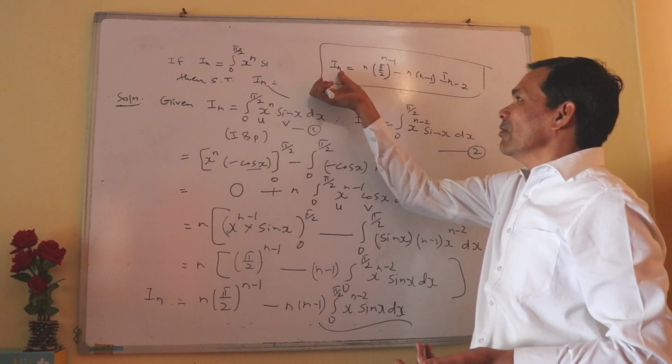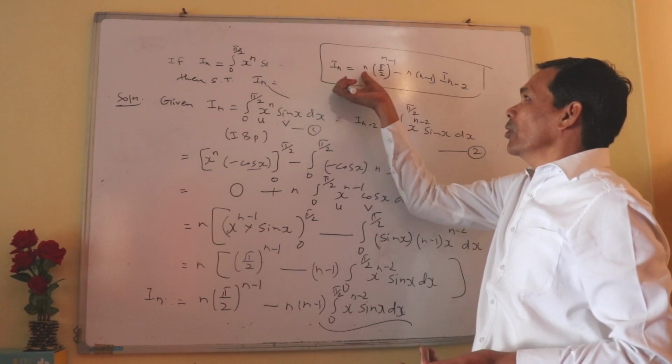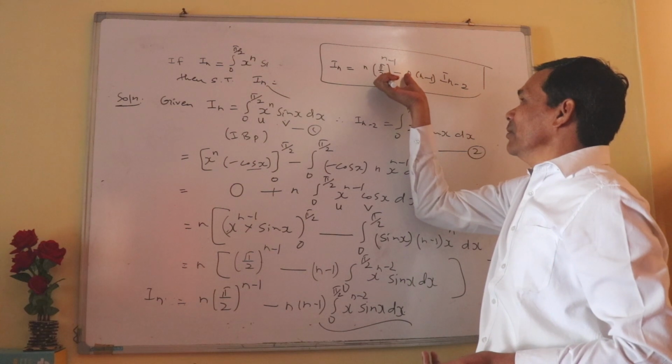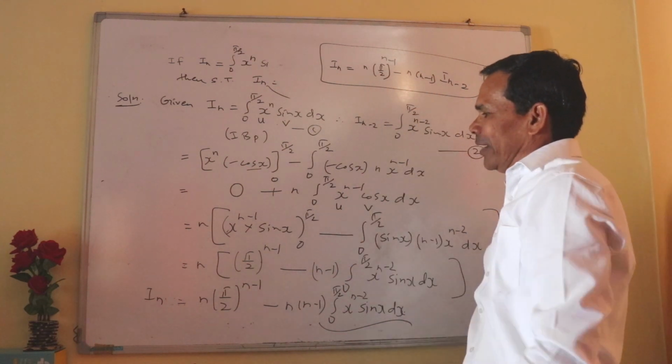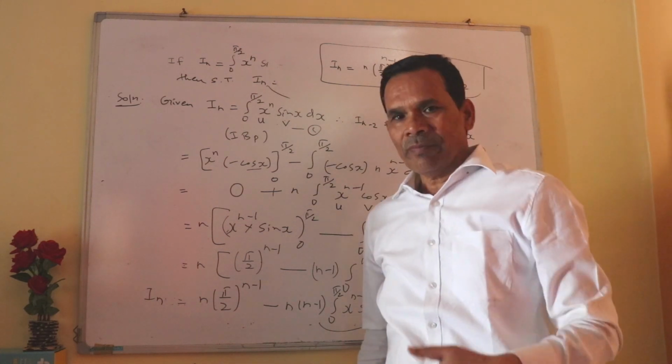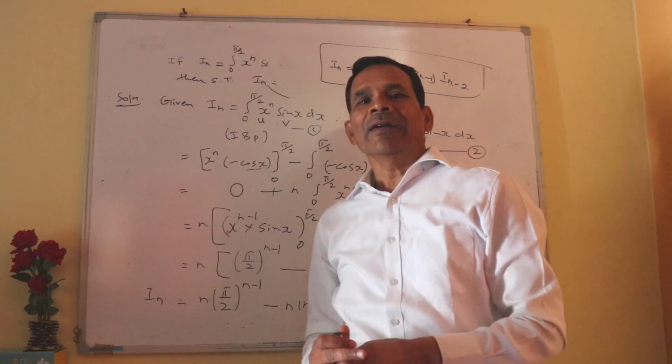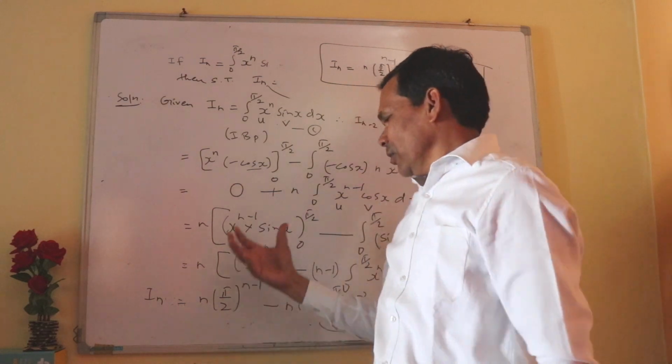Suppose I4 is required, then put n equal to 4, so 4, then 3, then 4 into 3 is 12. It is something like this. You can just work out, go on recurring and get the previous value, then the earlier value, and so on. Okay, so let us stop here.